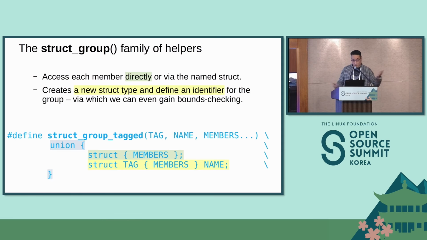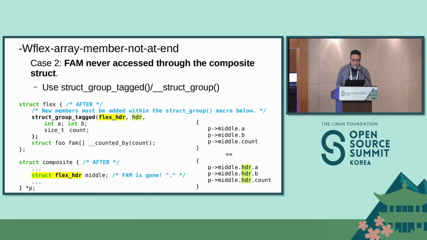And we can also gain bounds checking on the whole group if we need it. If you remember yesterday, or for people that didn't attend the presentation yesterday, a struct group also uses a new identifier for the whole new group. So through that identifier, we can access each of these members, but we can also access them directly, as I was saying, right?